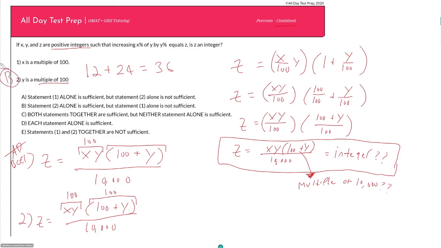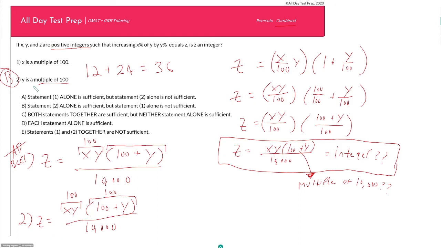And so B actually is sufficient. And C would be the trap answer choice, because it's obvious that if you know x and y are both multiples of 100, well, x times y, that means it contains 100 times 100, which is 10,000. And so that will definitely cancel out our 10,000 here. But what is less obvious, and what you need to think about a bit, is that statement 2 is actually sufficient on its own. So B is the answer.